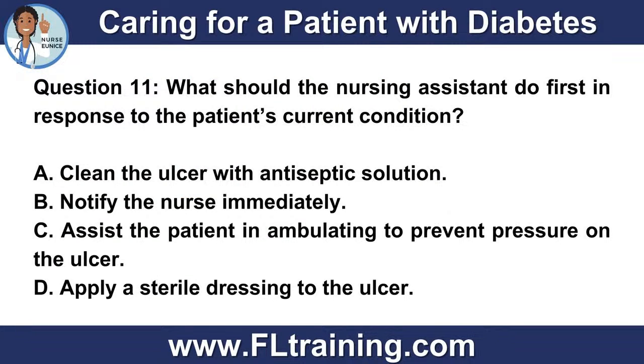So question number 11. What should the nursing assistant do first in response to the patient's current condition? Is it A, clean the ulcer with an antiseptic solution, B, notify the nurse immediately, C, assist the patient in ambulating to prevent pressure on the ulcer, or D, apply a sterile dressing to the ulcer? What do you do first?